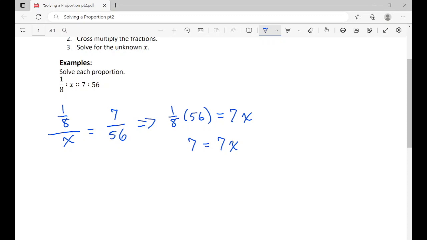So 7 equals 7x. Divide by 7 on both sides. And I'm going to end up getting 7 over 7, which is 1. So 1 equals x. X equals 1.